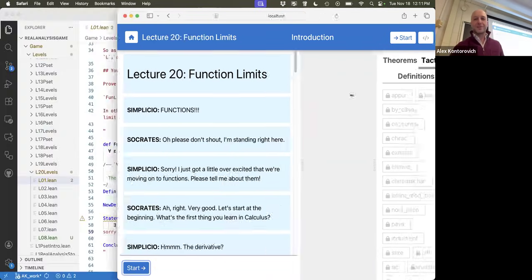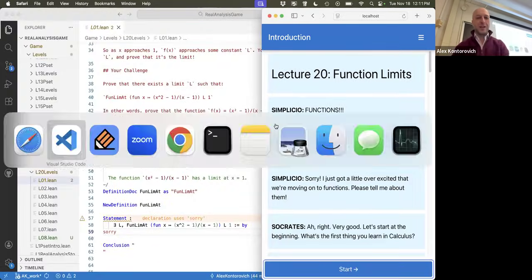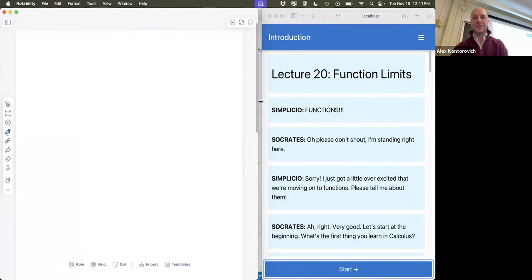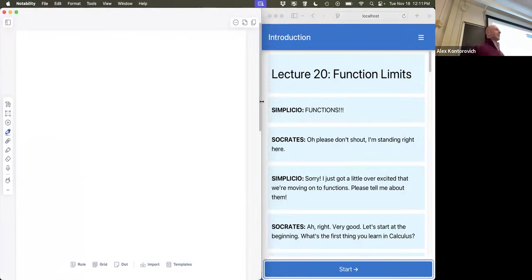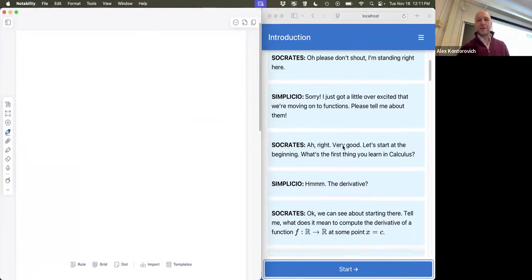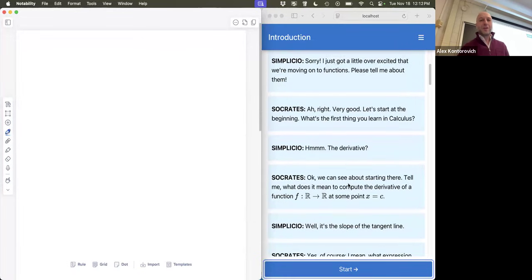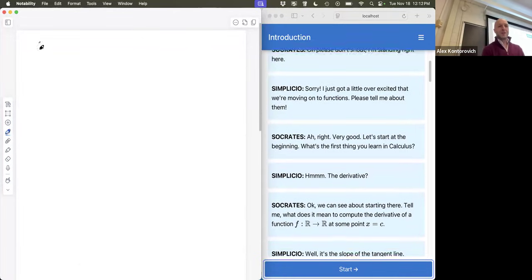Let's talk about calculus. So what do we do in calculus? What's the first thing that you study in calculus? Limits, right? Like derivatives and stuff, right? The first thing you study in calculus is a derivative. Okay, what does it mean to compute the derivative? So what's a derivative?